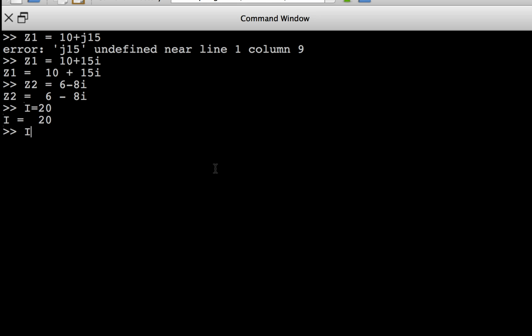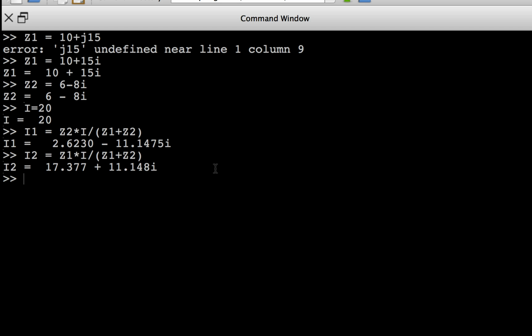So I1 equal to Z2 into I divided by Z1 plus Z2. This is the branch current of the first one, and I2 will be Z1 into this. So you notice you add these two currents. What is I1 plus I2? If you add these two currents, it should come back to 20. So that's what we can see here.